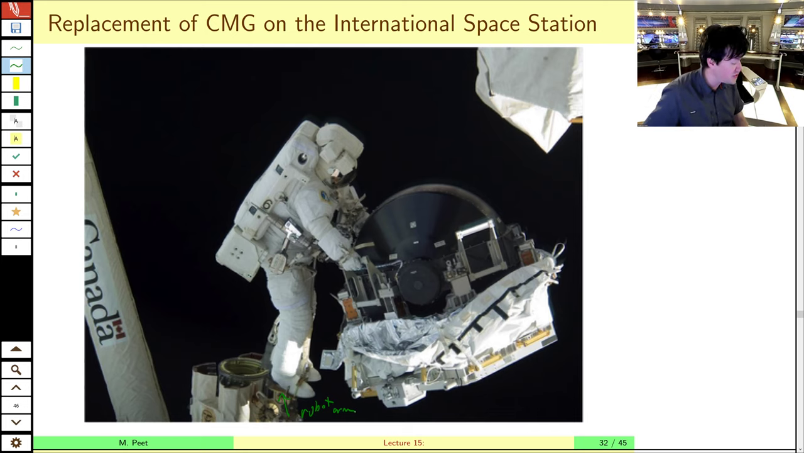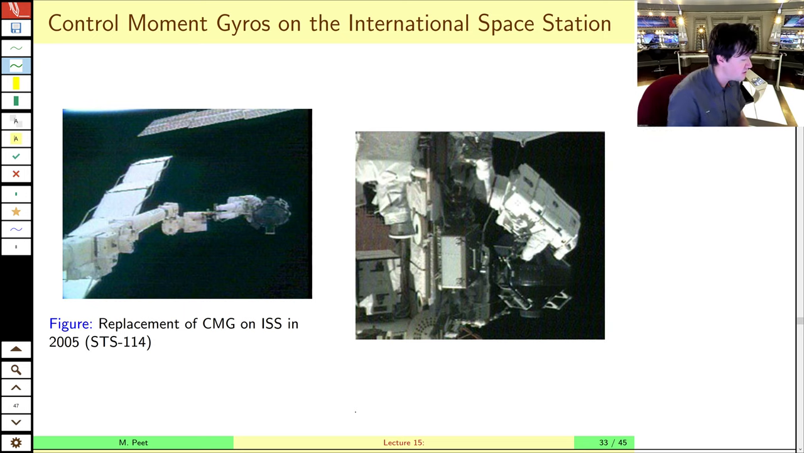So he attaches the thing to the robot arm. The robot arm moves it. He's unpackaging it here. It's all wrapped up. Here's again the robot arm moving the spacecraft, the astronaut, and the CMG, putting it into the Z1 truss.